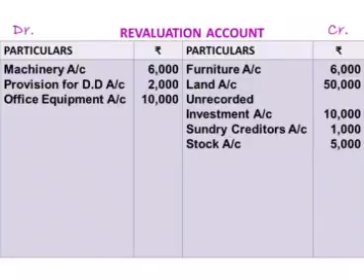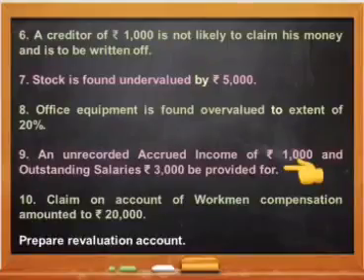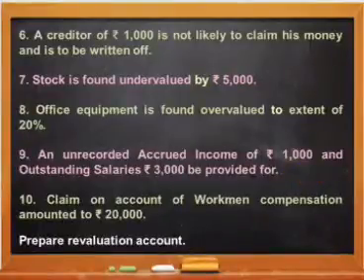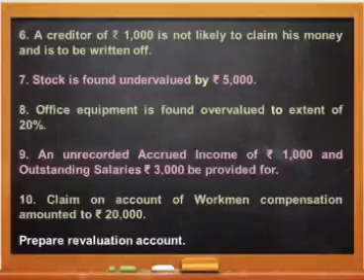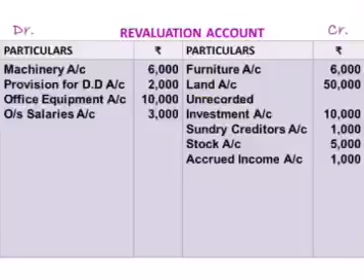The next adjustment says an unrecorded accrued income of rupees 1,000, outstanding salary of 3,000 be provided for. Now unrecorded accrued income is an asset for the business. So unrecorded accrued income will be recorded on the credit side as it is an increase in the asset of the business. And the unrecorded outstanding salary will be recorded on the debit side since outstanding salary is a liability for the business. So increase in liability will be debited.